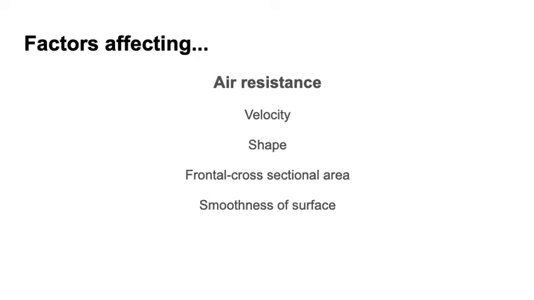Similar with air resistance, velocity is what it is. Like we're traveling as fast as we're going to go. So in many sports, we're trying to maximize that velocity. So in essence, we're going to increase the air resistance. So that leaves us with our ability to affect the shape, the front cross-sectional area, and the smoothness.